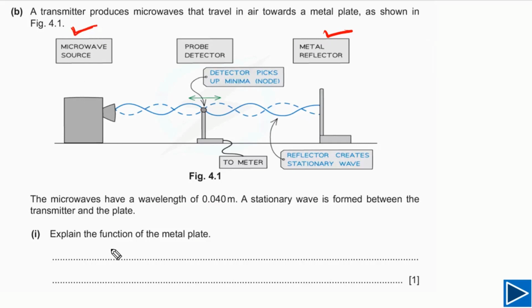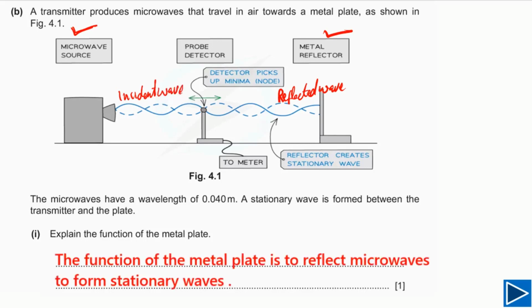Now the function of this metal plate is simply to reflect microwaves. So this wave is the reflected wave, and this one is the incident wave. Here is the final answer. This is how you can write down your final answer for this question.